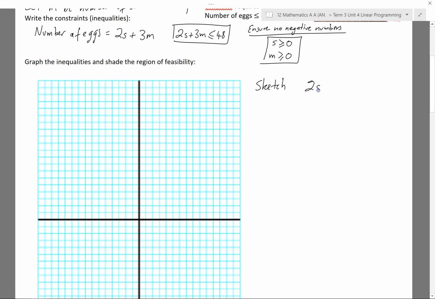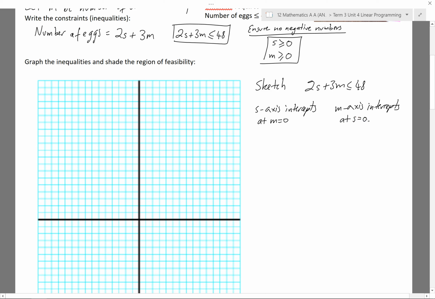To sketch 2S plus 3M less than or equal to 48, I'll start by finding the S-axis and the M-axis intercepts. It should be getting repetitive by now. I know the S-axis intercepts occur at M equals 0, and the M-axis intercepts occur at S equals 0. I'm going to just put S as the horizontal and M as the vertical axis. You can do it any way you want. So go ahead, find the intercepts, plot them onto your graph, and draw the inequality.